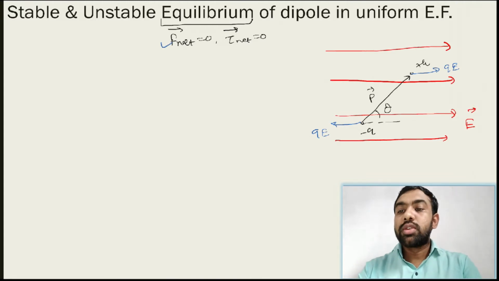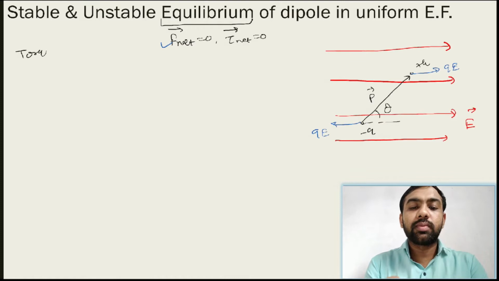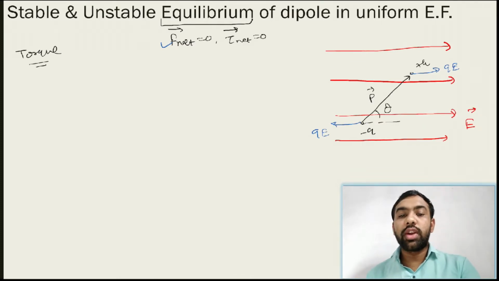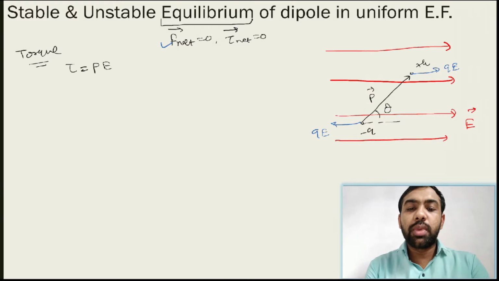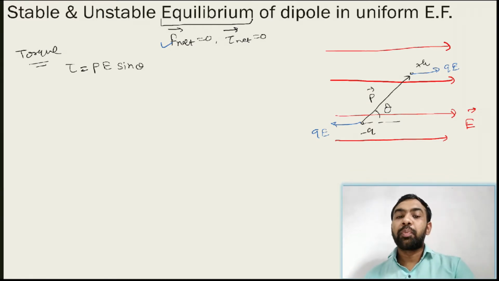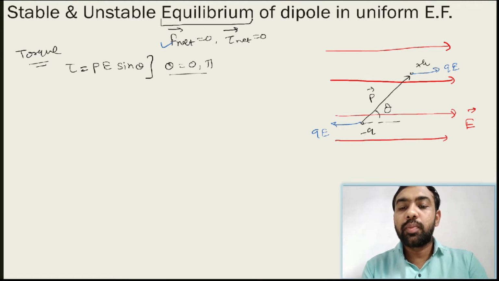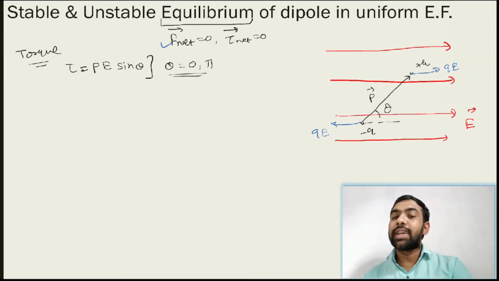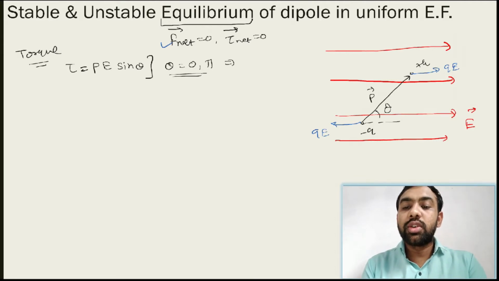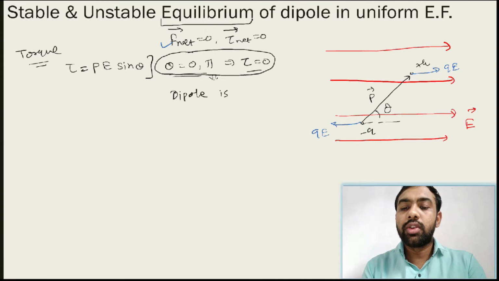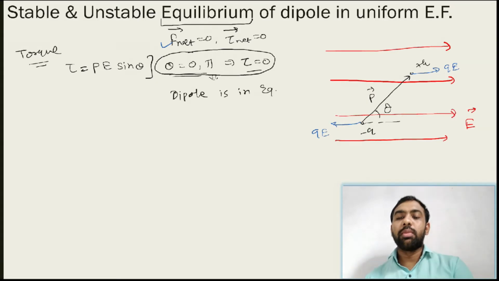What about torque? We use the relation for the torque on a dipole: torque is equal to pE sin theta. P and E are never 0, so sin theta must be 0 if you want the torque to be 0. Sin theta is 0 for theta equal to 0 and pi, so the torque is also 0. In these two cases, the dipole is in equilibrium: theta equal to 0 and theta equal to pi.